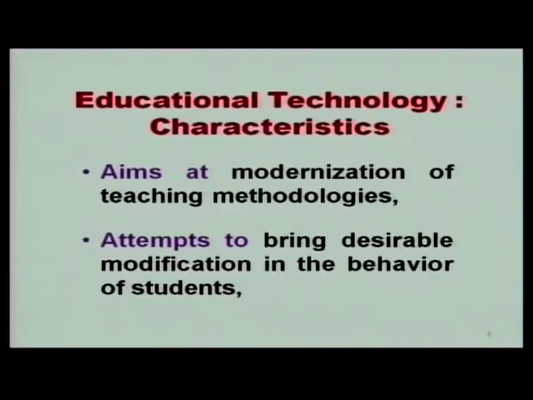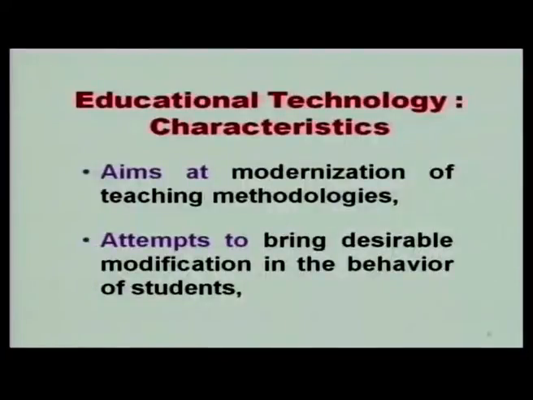Next are the characteristics of educational technology. It aims at modernization of teaching methodology. Just merely adopting an OHP, overhead projector, or any slides doesn't mean the person is quite modern enough, but using digital resources in the classroom may elevate the level of classroom learning. That means the person is using modern tools and techniques in his teaching. It attempts to bring desirable modification in the behavior of students. Definitely, ultra modern techniques attract a student to work.